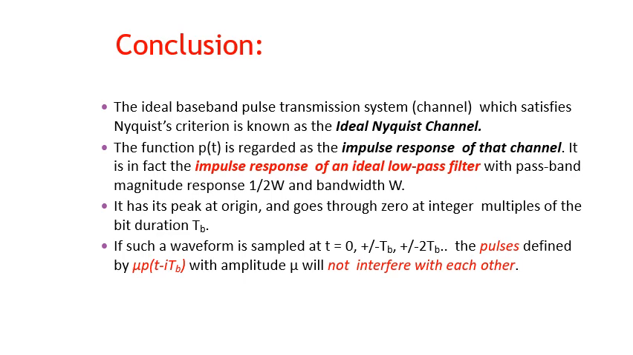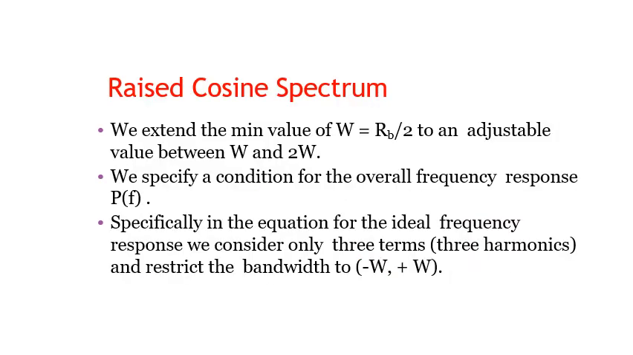bandwidth W. It has its peak at the origin and goes through 0 at integer multiples of the bit duration Tb. If such a waveform is sampled at t equal to 0, plus or minus Tb, plus or minus 2Tb, etc., then the pulses defined by mu p(t minus iTb) with amplitude mu will not interfere with each other. So the drawbacks of the ideal Nyquist channel are overcome in this raised cosine spectrum.